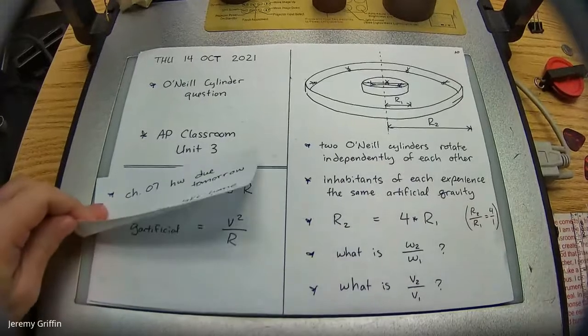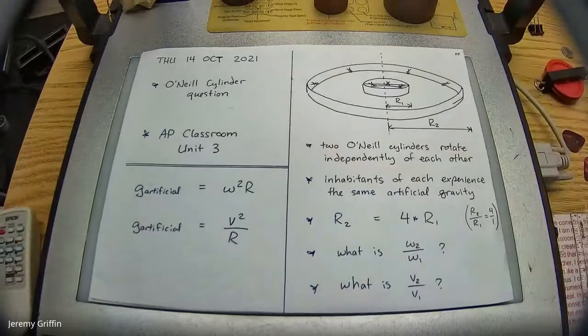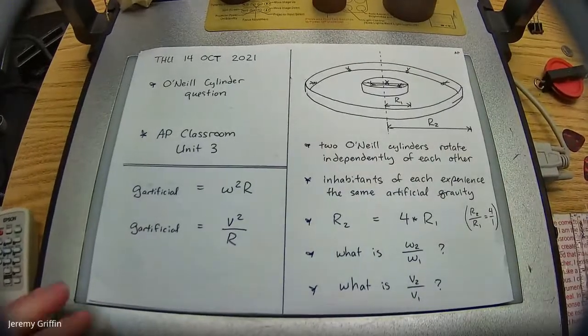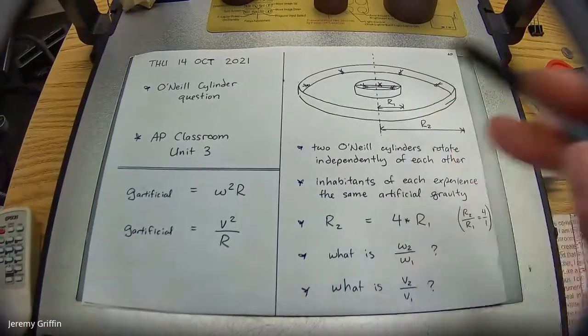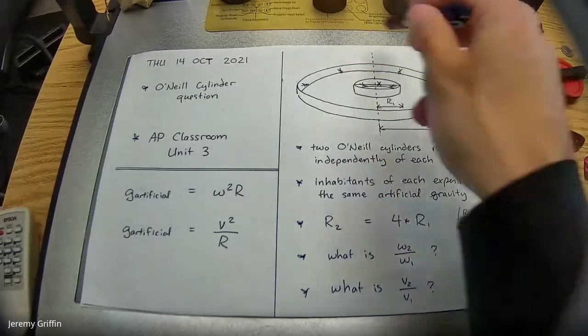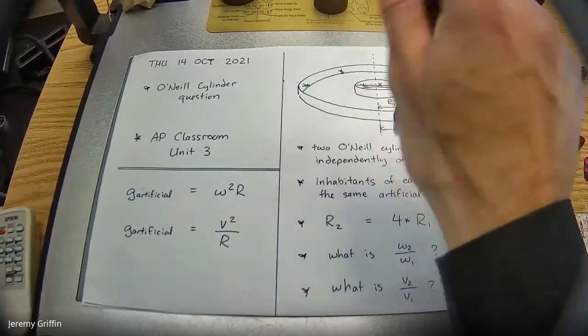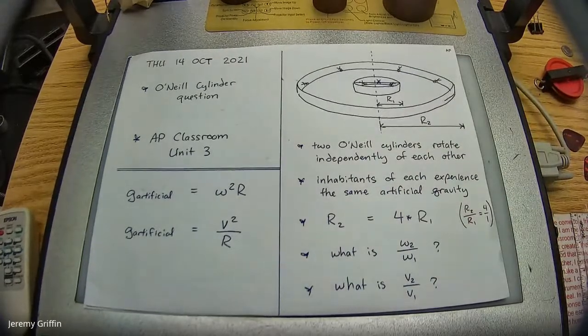All right. So before I get to the AP Classroom, though, I've got a really cool starter question for you guys. It involves these O'Neill cylinders. You guys remember O'Neill cylinders, right? If you're in deep space, there's no real gravity around, not a significant amount. If you create a ring and give that ring a spin, you can walk around on the inside as if there is gravity. It's artificial gravity.